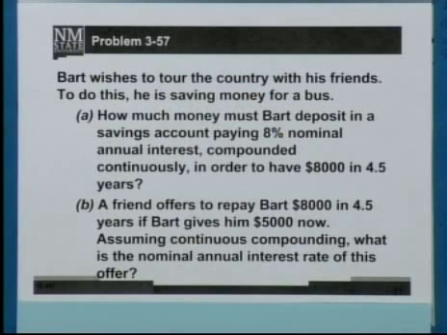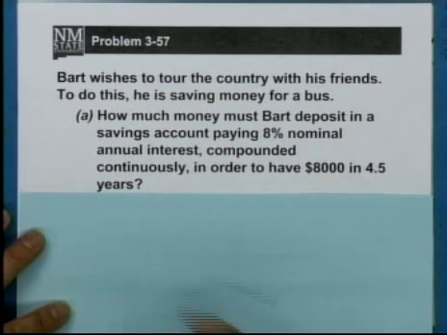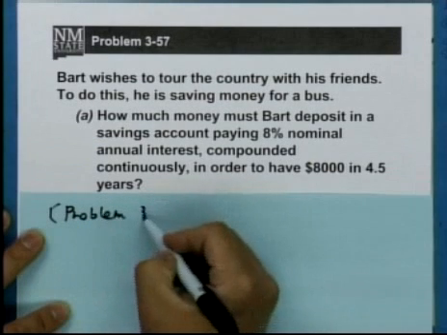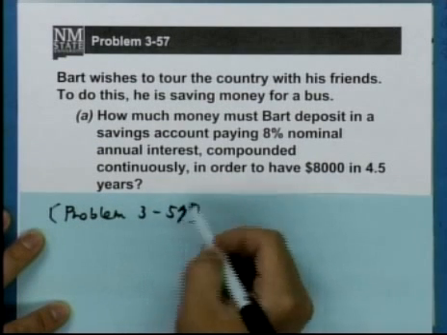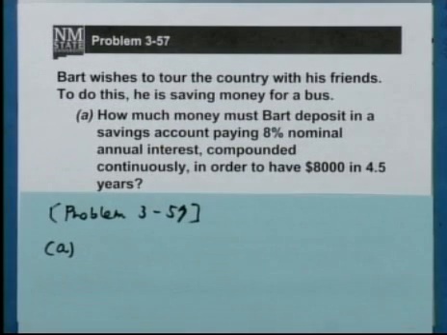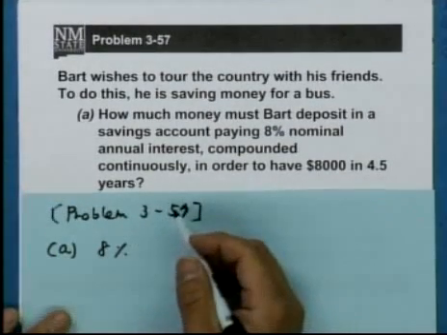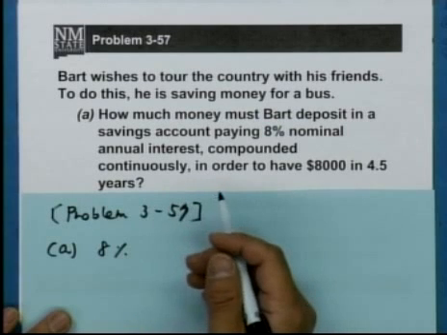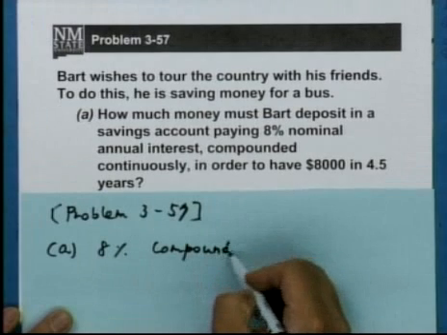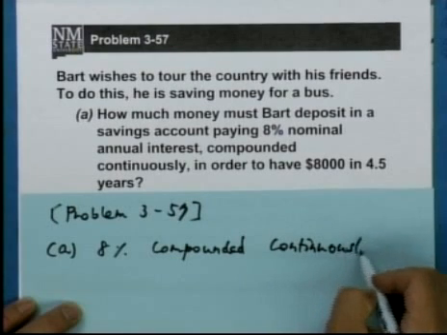Okay. So for the first case, case A, the savings account pays 8% nominal annual interest compounded continuously. Okay.